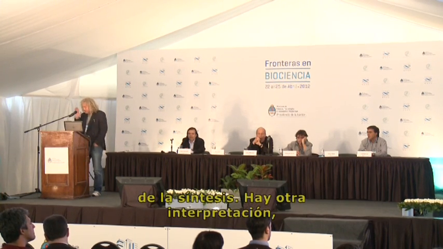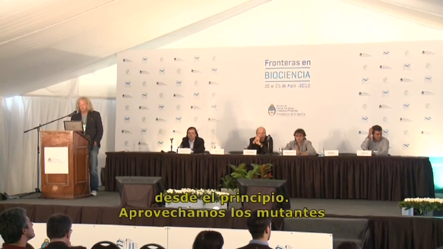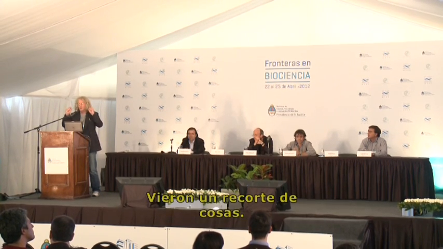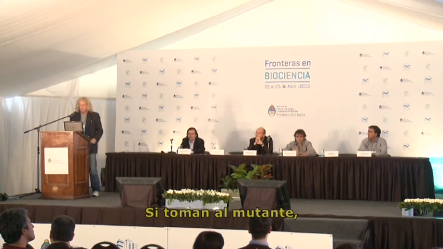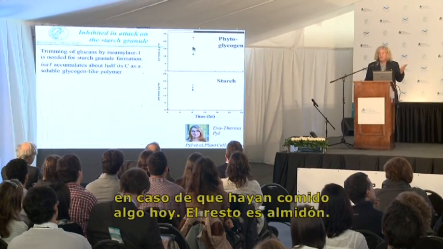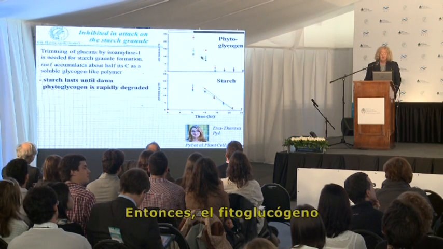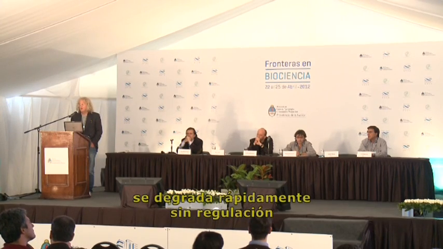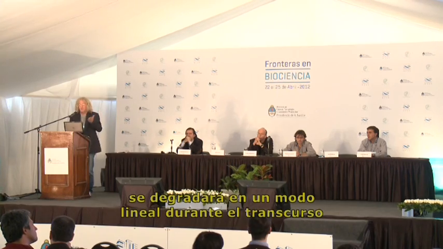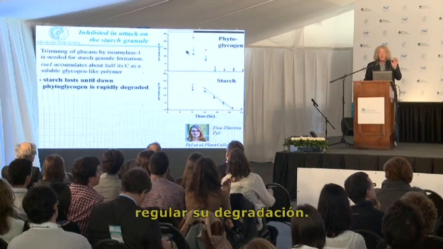This is another line of evidence that it attacks the surface of the starch grain. We took advantage of mutants, which are actually needed to make the starch grain. They sort of trim things around. And if you take the mutant, it accumulates half of its carbon as phytoglycogen, like you have in your liver if you've had something to eat today. And the rest is starch. And when we look at this, the phytoglycogen is degraded quickly in an unregulated way at the beginning of the night, and the starch is degraded in a linear manner over the entire night. So we need features of the starch grain surface to have this regulated breakdown.